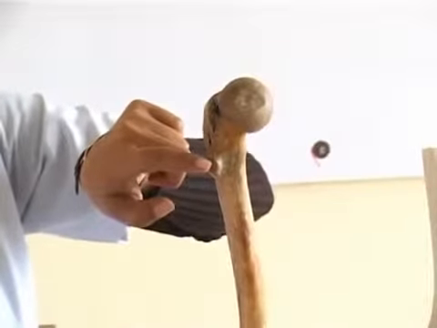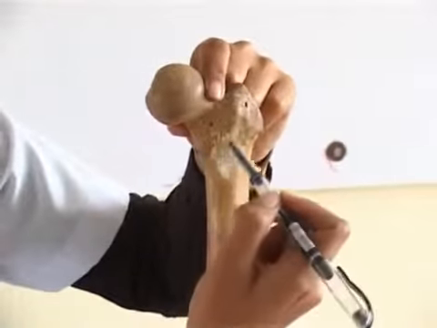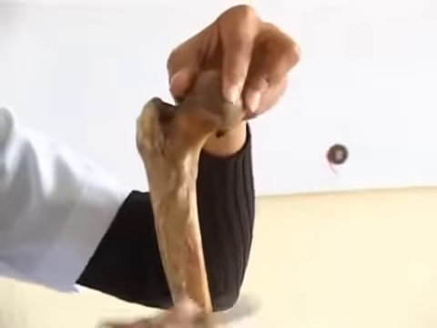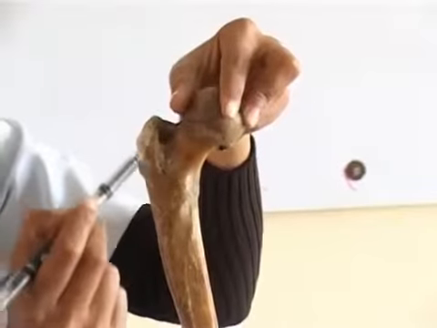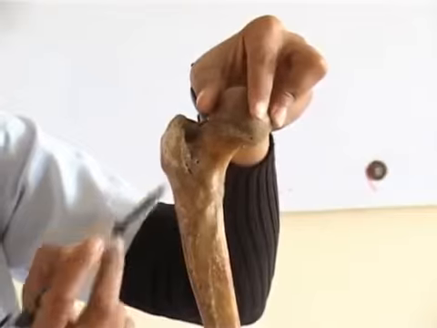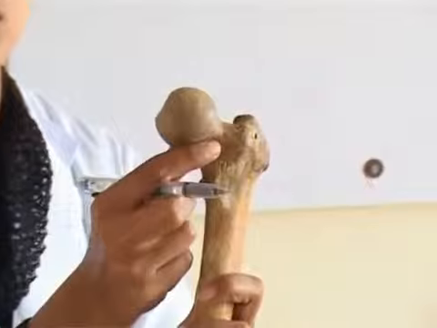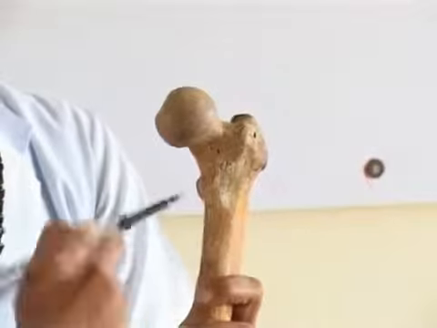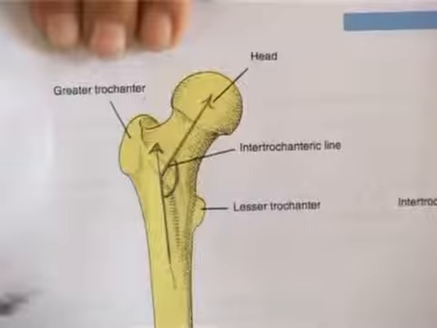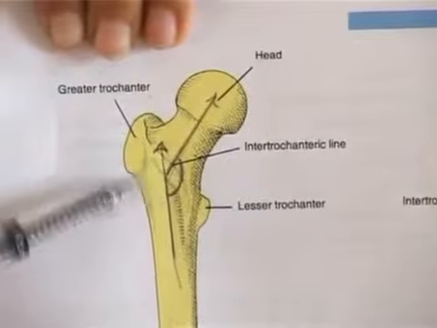Neck is limited anteriorly by the intertrochanteric line and posteriorly by intertrochanteric crest containing a quadrate tubercle in the middle. Neck makes an angle of 125 degrees with the shaft.